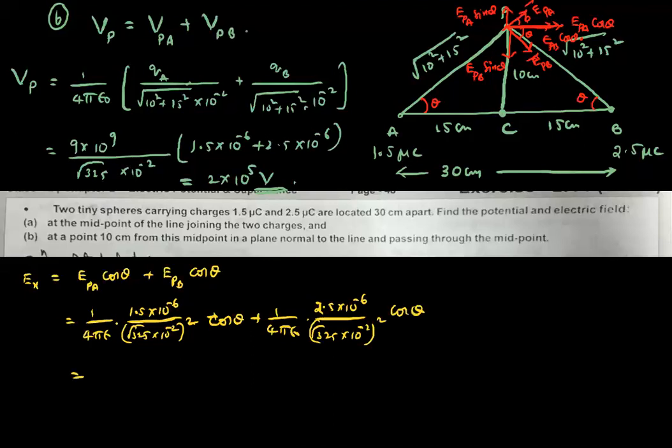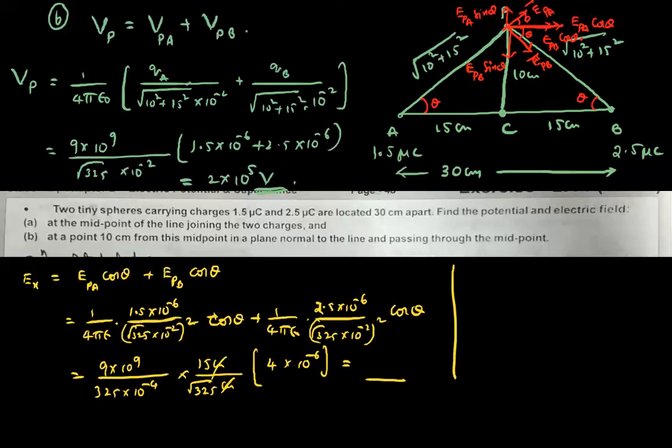Then on simplification, we will get 9 into 10 power 9 divided by 325 into 10 power minus 4, and cos theta value is adjacent side by hypotenuse, that is 15 centimeter by root of 325 centimeter. Centimeters cancel, common is 4 into 10 power minus 6. On simplification, we will get Ex as 9 into 10 power 9, and on simplification we'll get the value of Ex.